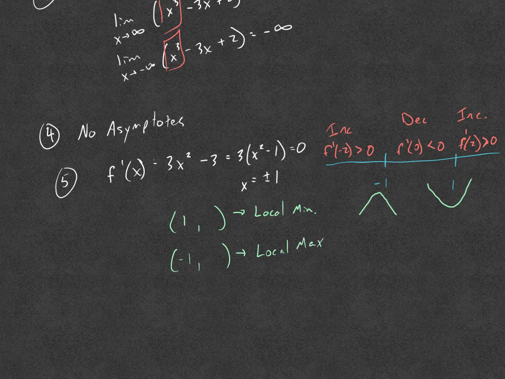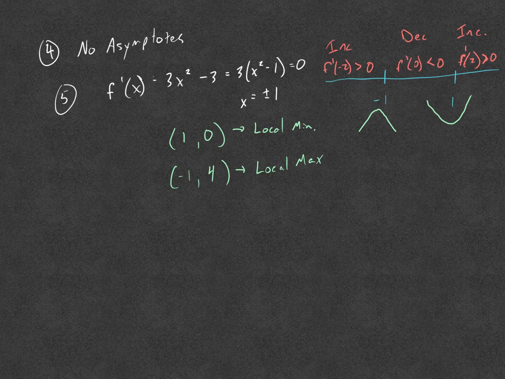maximum, local max. And how do you get those y coordinates? Well, plug into the original function. Pause the video, substitute 1 into the original, and then negative 1 into the original, and you should get, let's see, where did I write my answers here? 1, comma, 0, and negative 1, comma, 4.